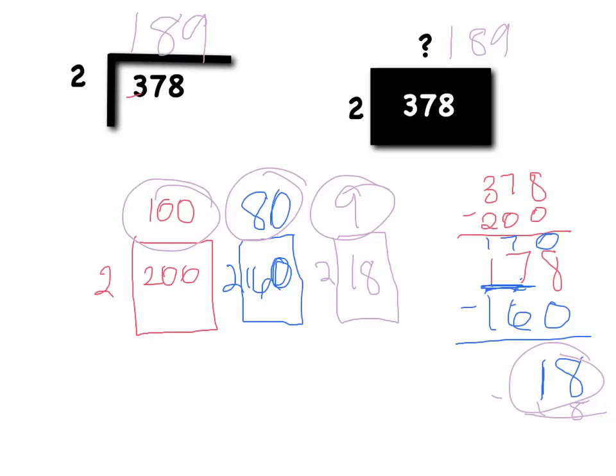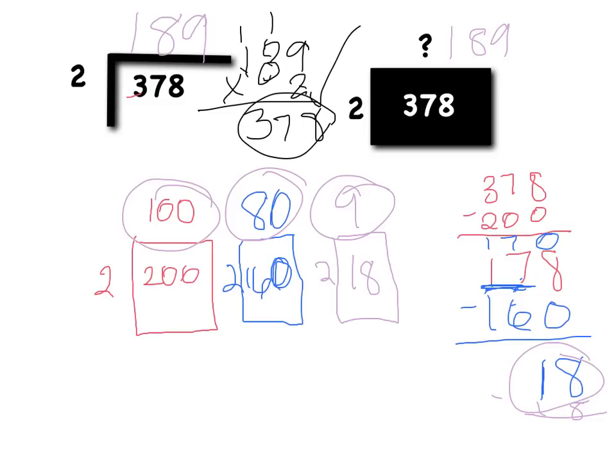I'm going to multiply that to check my answer. It's always good to multiply to check a division problem. So I'm going to say 189 times 2. 9 times 2 is 18. Carry my 1. 8 times 2 is 16, plus 1 is 17, carry my 1. 1 times 2 is 2, plus 1 is 3. That's 378, and bam, I got it correct.